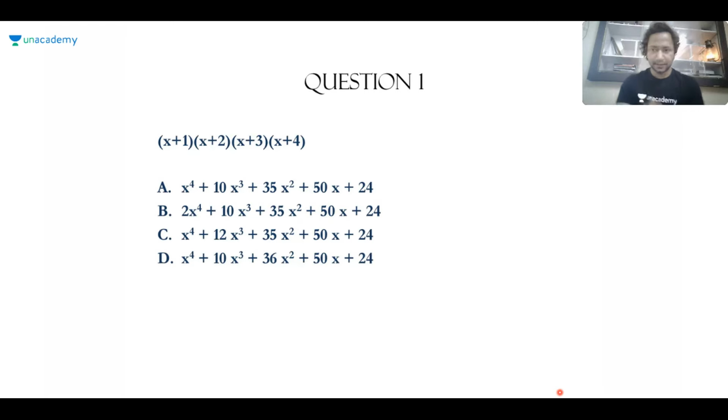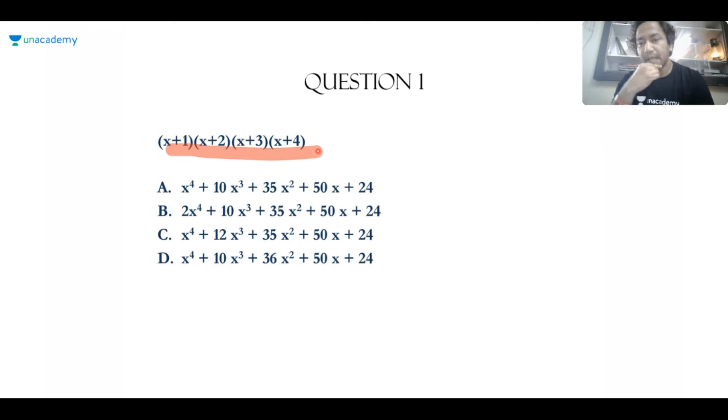Okay. So let's try and explain. See, we have four linear expressions. The first thing is to select one variable each from all the four brackets and no constant at all, because there are four brackets, so we would have only four objects in place. If I choose x from all the brackets, what do I get? I get x to the power 4. Clear? Now, x to the power 4 is there in all the options.